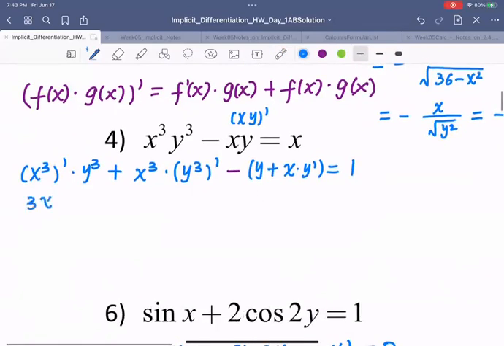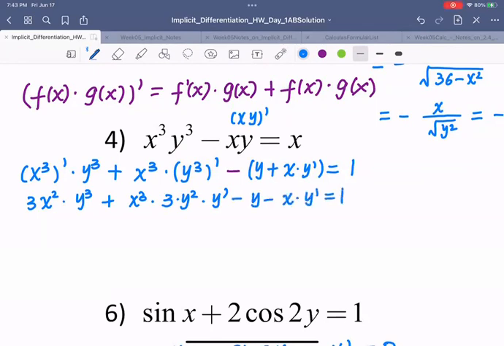This is 3 times x squared times y cubed. Okay. And then plus x cubed times this guy's derivative. This guy's derivative, power rule first. So 3 times y squared. Y is y, not x, so you do y prime. You got it? Yes. Okay. And then minus y, and then minus x times y prime. So far, so good?